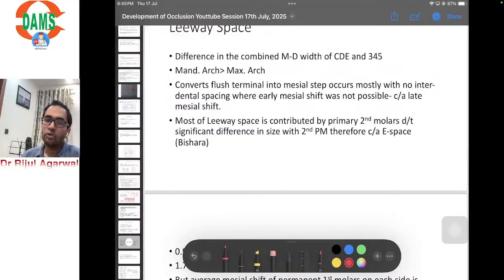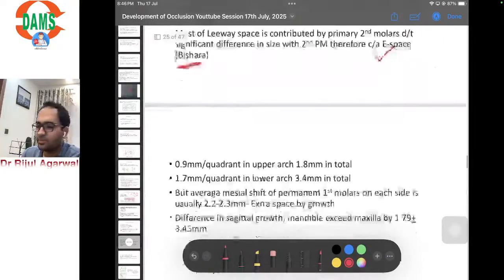Okay, so another numerical data. Most of the leeway space is contributed by the primary second molar, the lower primary second molar mostly. Because of the significant difference in size, the E's are very large as compared to the 5 which is erupting. Therefore it is also sometimes known as E space, a term given by Bishar. If an exam question comes as E space, don't get confused. Leeway space is also known as E space.